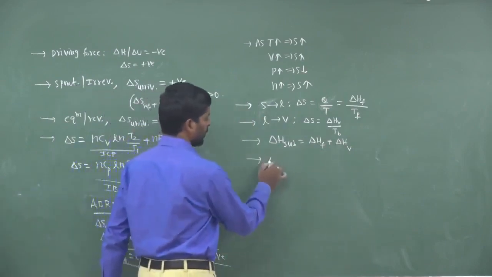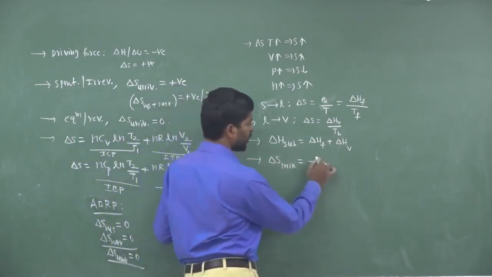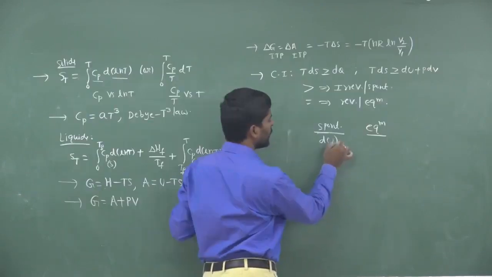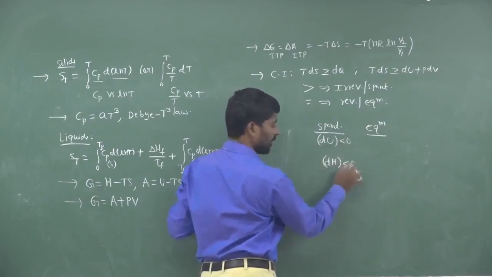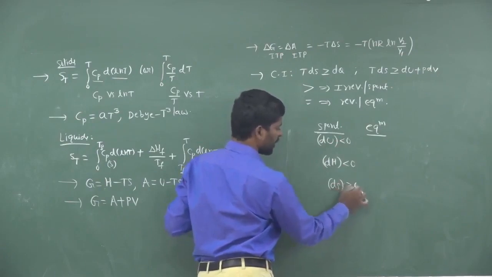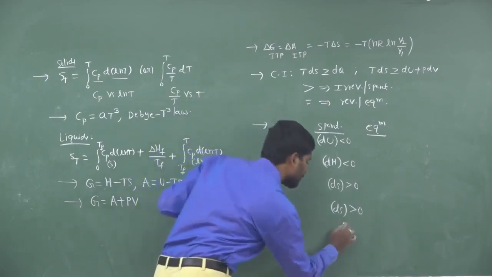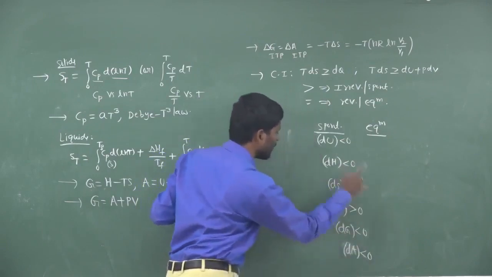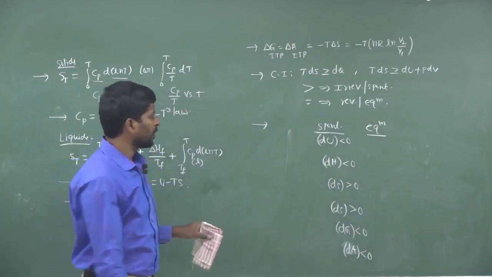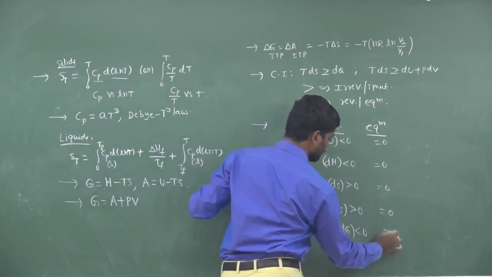And this is delta S on mixing of ideal gases. What is the formula? Minus R sigma n ln x. Conditions for spontaneity: dU less than 0 with respect to energy, dH less than 0 with respect to enthalpy, dS greater than 0 with respect to entropy. Two conditions we have for entropy, dS greater than 0. What about with respect to G? The condition for spontaneity is dG less than 0, and dA less than 0. Other than entropy, all the remaining are less than 0. Equilibrium, all are equal to 0 only.